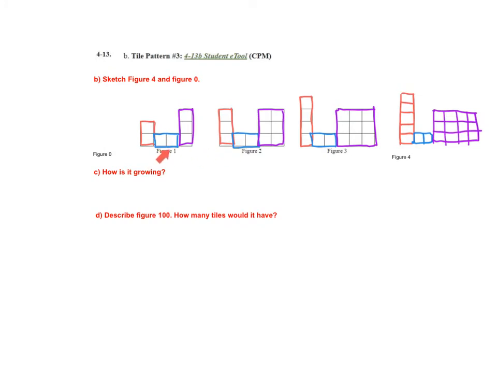It's staying the same. Then off to the left side of figure 1, I've got 2 tiles that are stacked on top of each other, and those seem to always be growing by 1. So in figure 2, it's 3 tall. In figure 3, it's 4 tall.